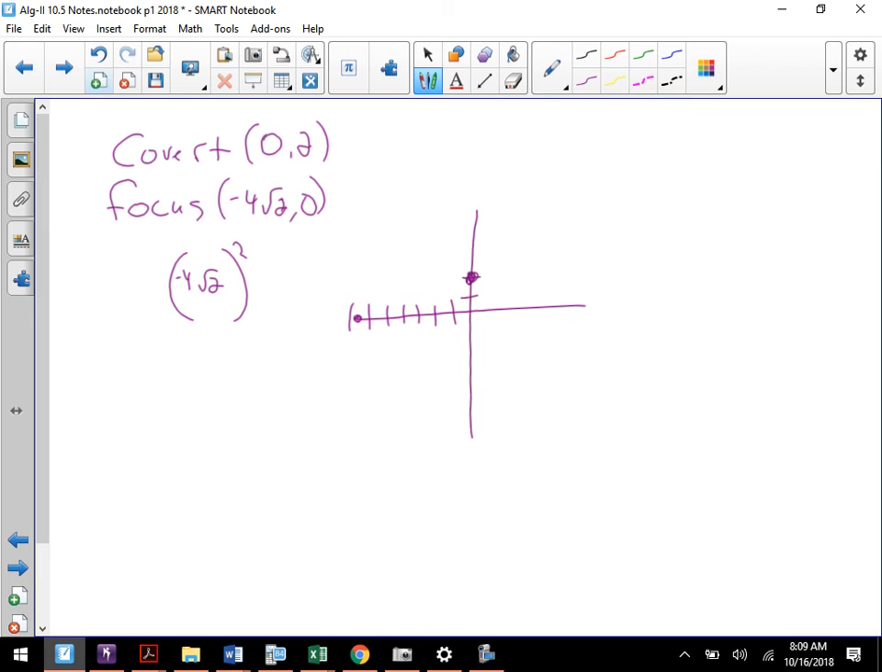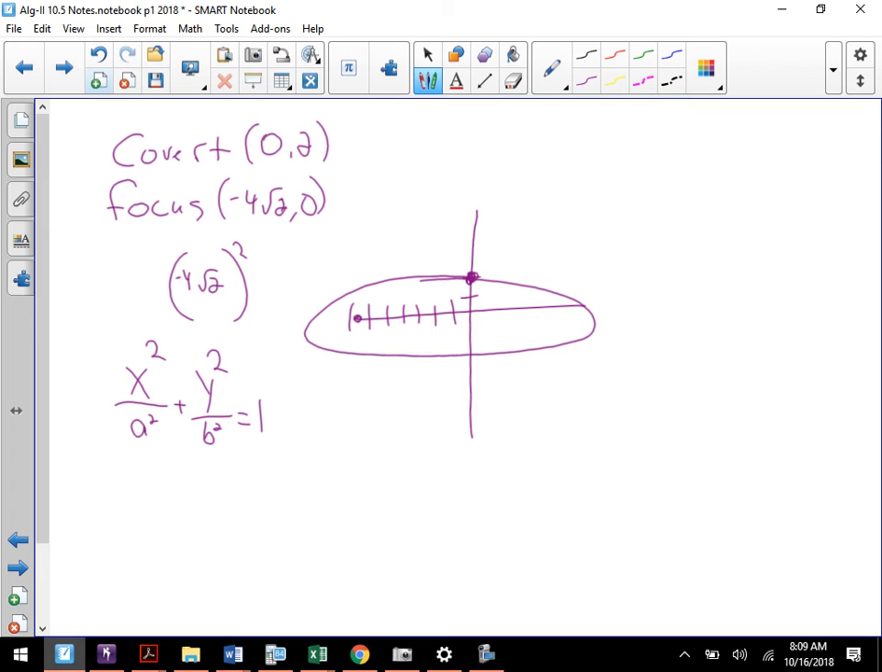So it's here-ish. So which way was this one stretched? It was stretched left and right, okay? So we know it's going to have to do something like this. So my a squared value is going to be underneath which variable? X, good. So we have the formula then, x squared over a squared plus y squared over b squared is 1.